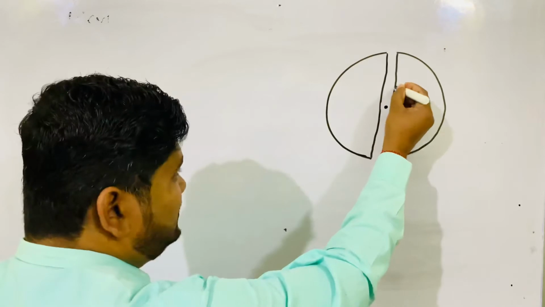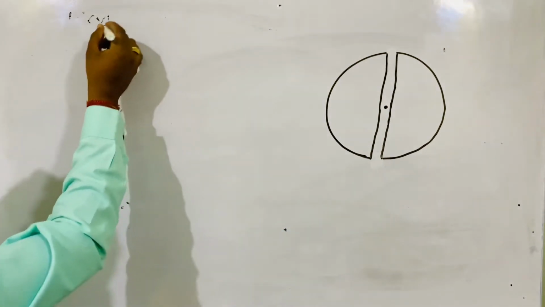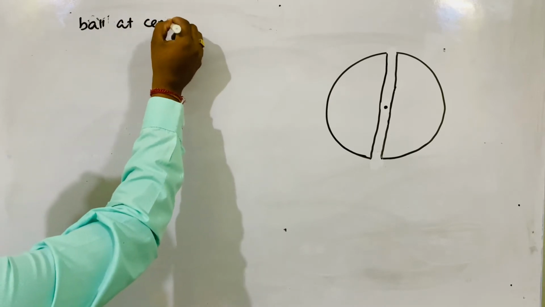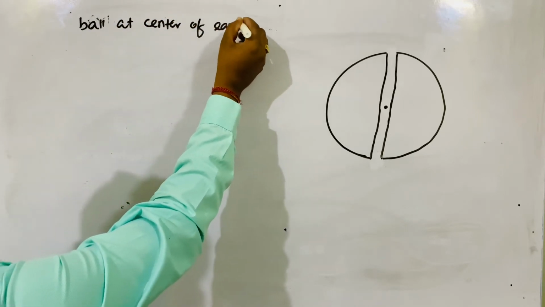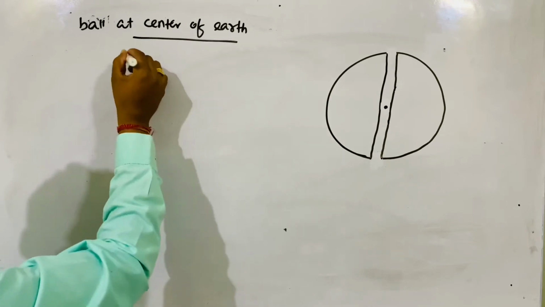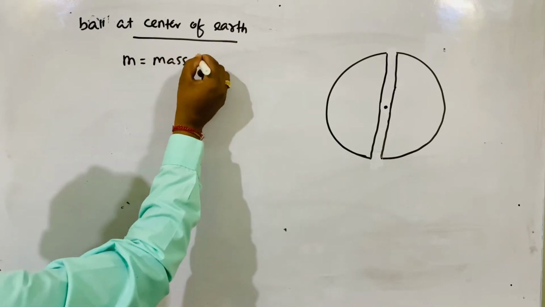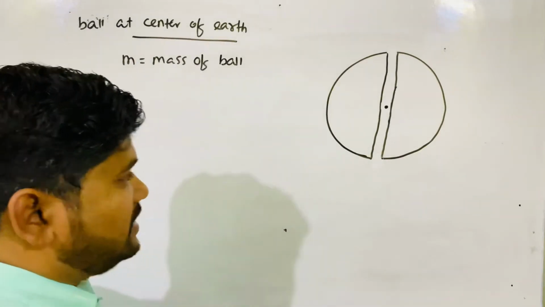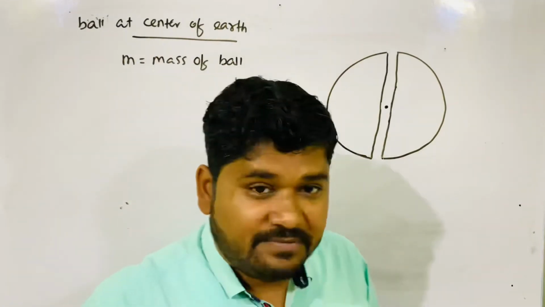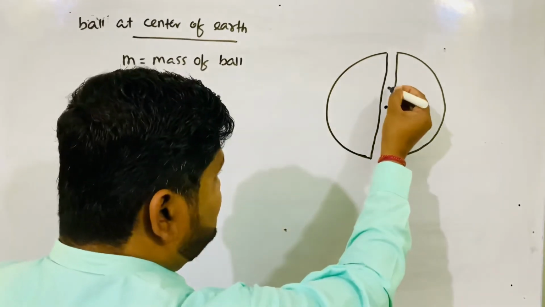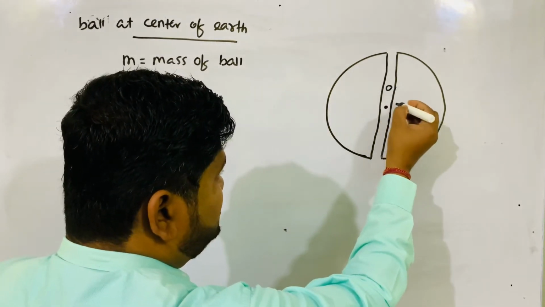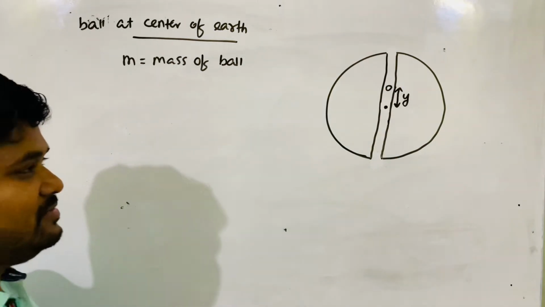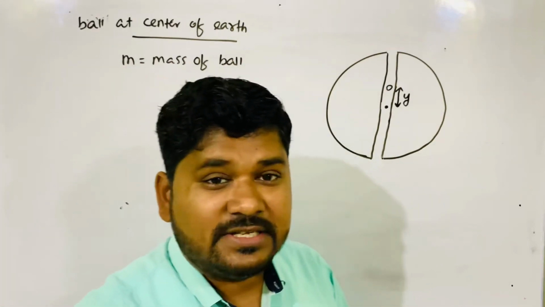Everything is theoretical. Now, M is equal to the mass of the ball. This is the ball at the center of your earth. Now you displace the ball a little to this position. Suppose you displace the ball by a distance y. You consider a position at a distance y.